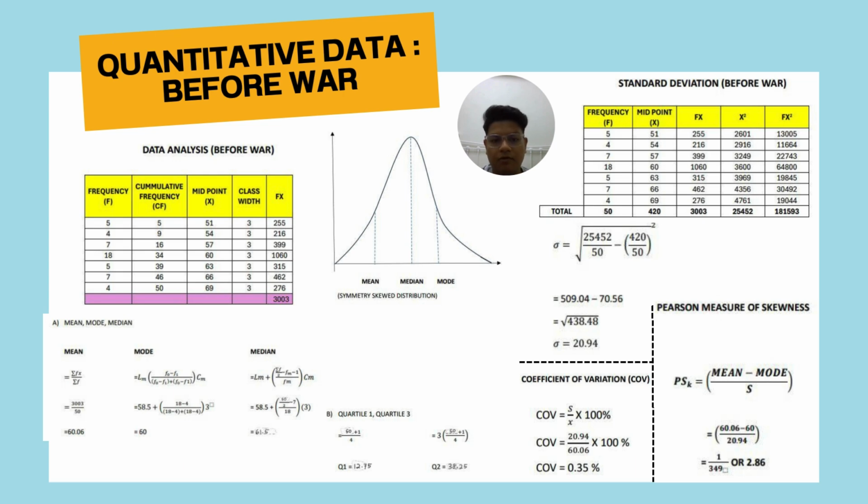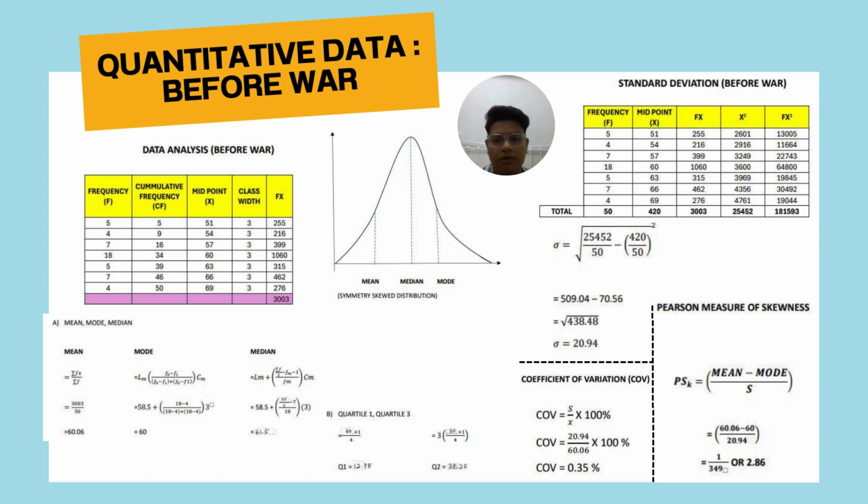60.06. For the mode, we use that formula, and the answer that we got is 60. For the median, we use this formula, and the total that we got is 61.5. For quartile 1 and quartile 3, for quartile 1, we use this formula and we got 12.75. For quartile 3, we use this formula too and we got 38.25.